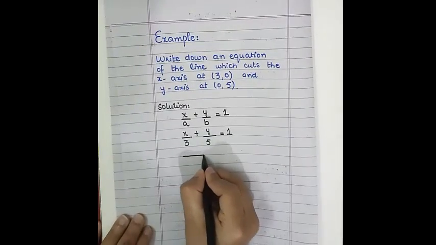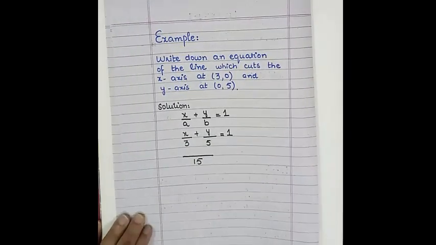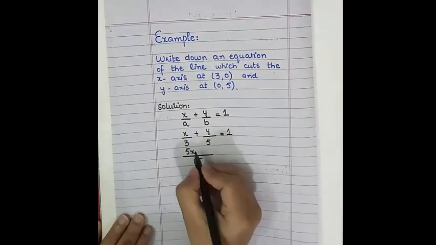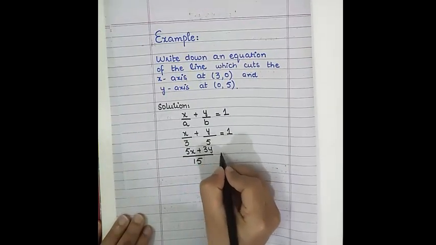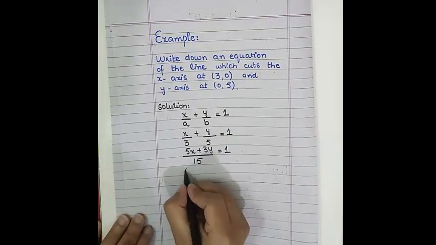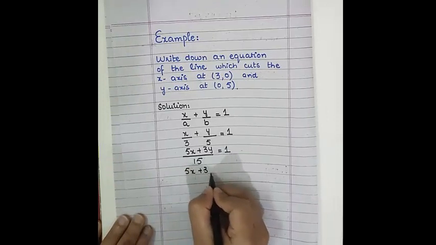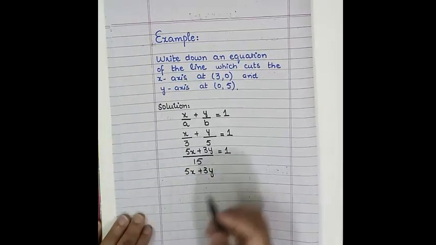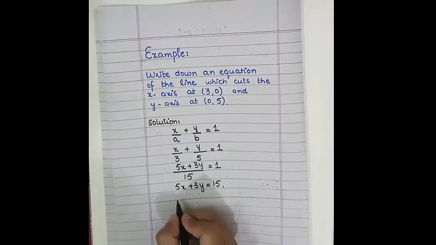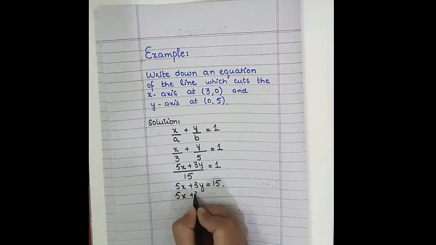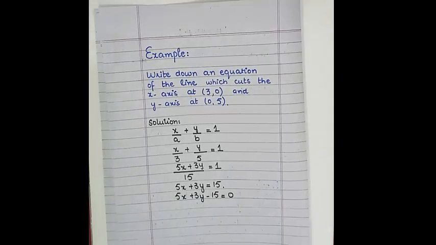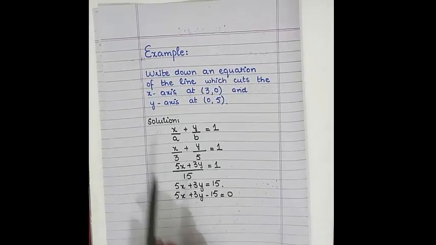Taking LCM, we get 15; 3 goes 5 times and 5 goes 3 times. This is equal to 1. So 5x plus 3y, and taking this 15 to the other side of equality, it will multiply with this 1. So 5x plus 3y minus 15 is equal to 0. So this is the required equation of the line.